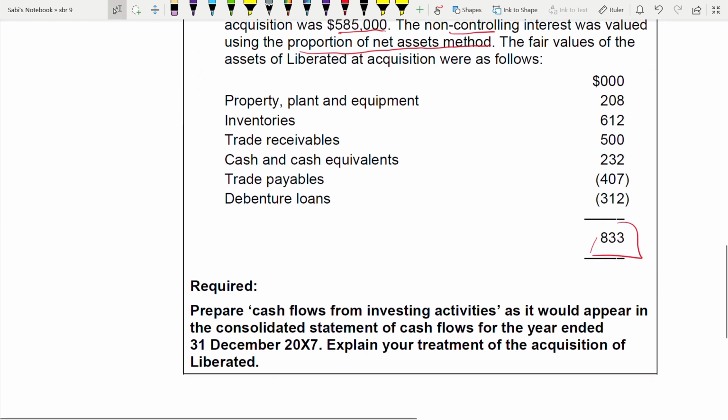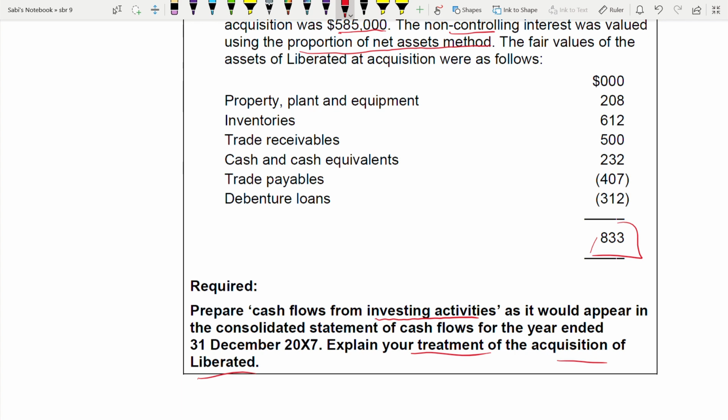Now, the requirement is to prepare cash flow from investing activity only, as it would appear in the consolidated statement, and then explain your treatment also of the acquisition of this one. So there are two requirements in one. One, you do calculation. The other one, you explain the treatment. And whenever two requirements come, first always do the calculation. Finish off with your calculation and then explain, because then explaining is very easy.